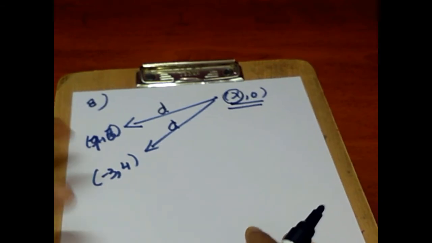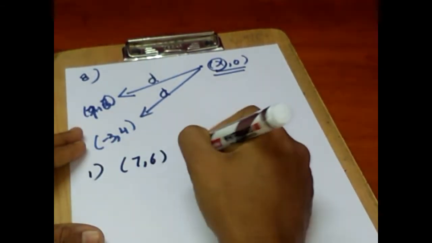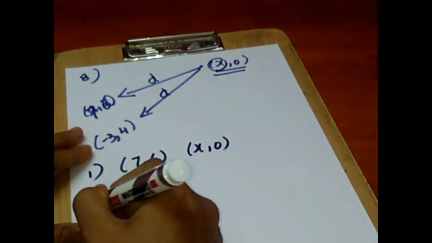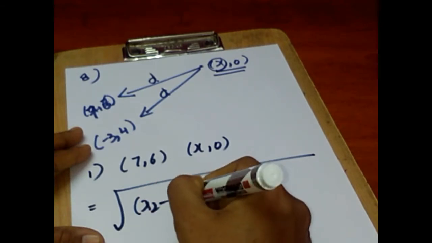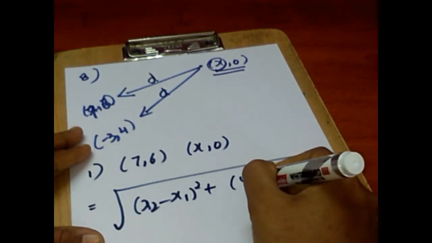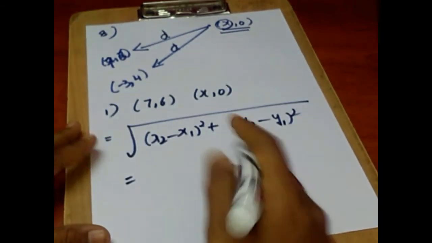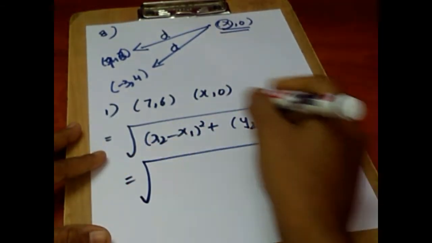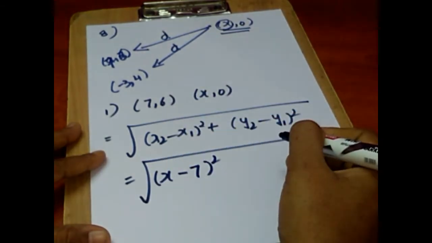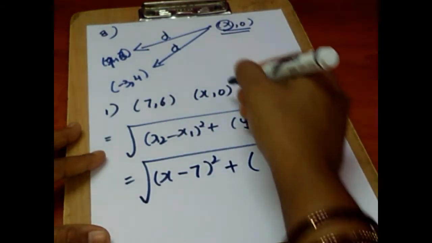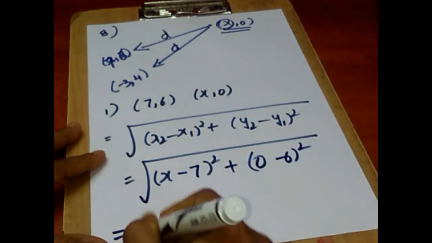Let us consider the first point. 7, 6 to x, 0. That is, shall I write directly? x2 minus x1 whole square plus y2 minus y1 whole square. You try to write, children, what is x1, y1, x2, y2. x2 is x, x1 is 7. x minus 7 whole square. y2 is 0, y1 is 6, 0 minus 6 whole square.